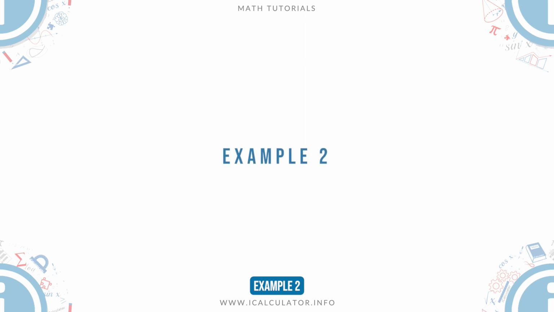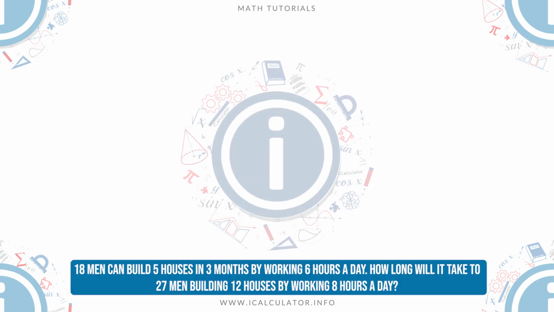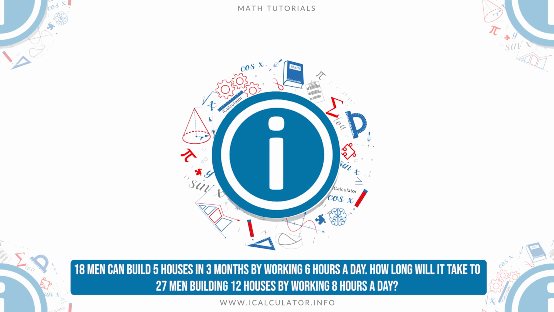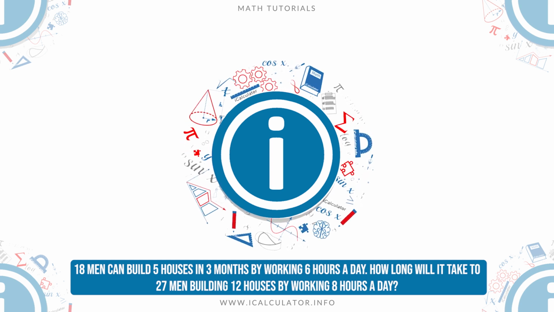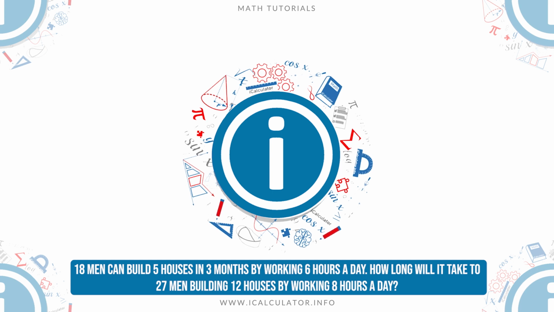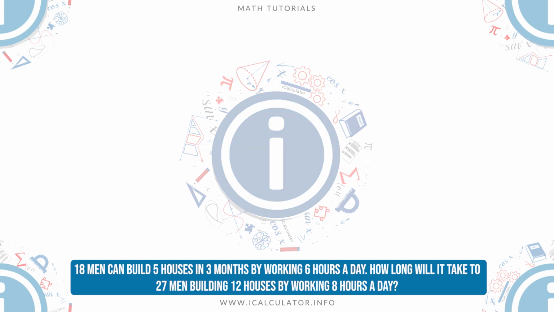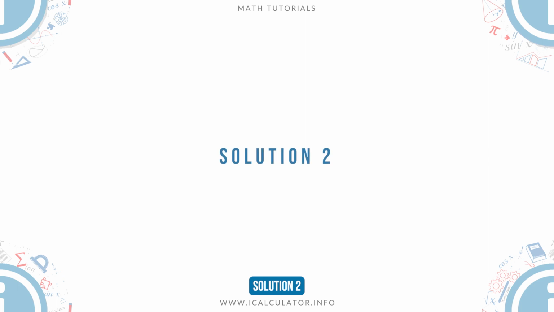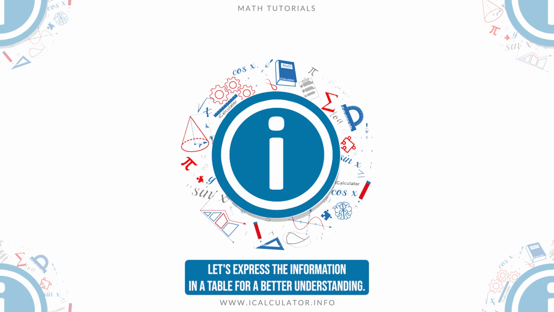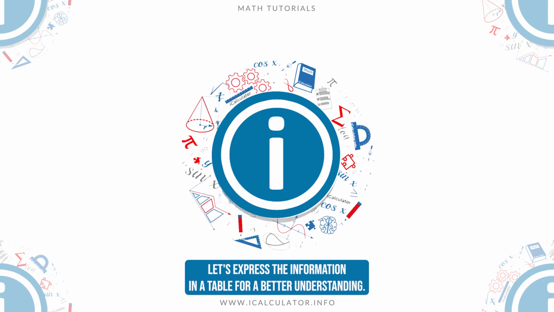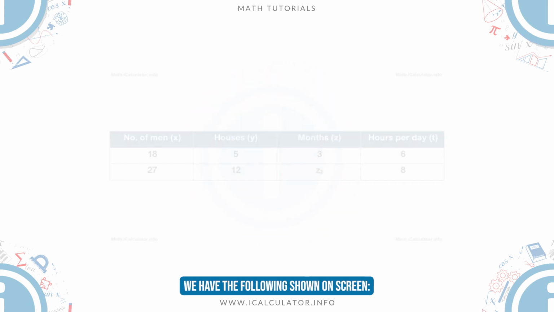Example 2. 18 men can build 5 houses in 3 months by working 6 hours a day. How long will it take 27 men building 12 houses by working 8 hours a day? Solution 2. Let's express the information in a table for a better understanding. We have the following shown on screen.